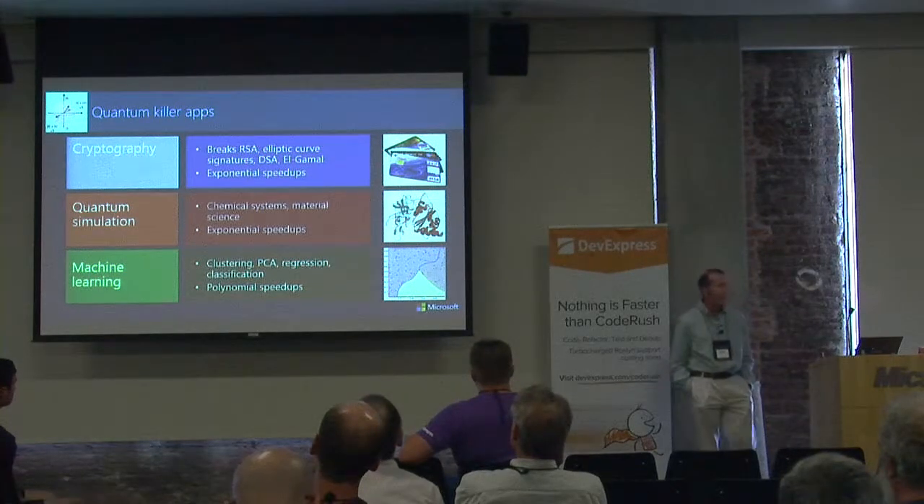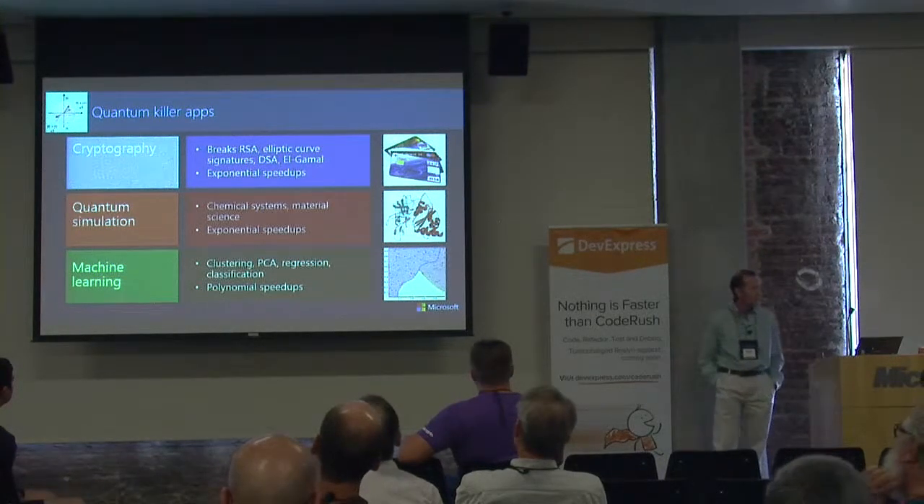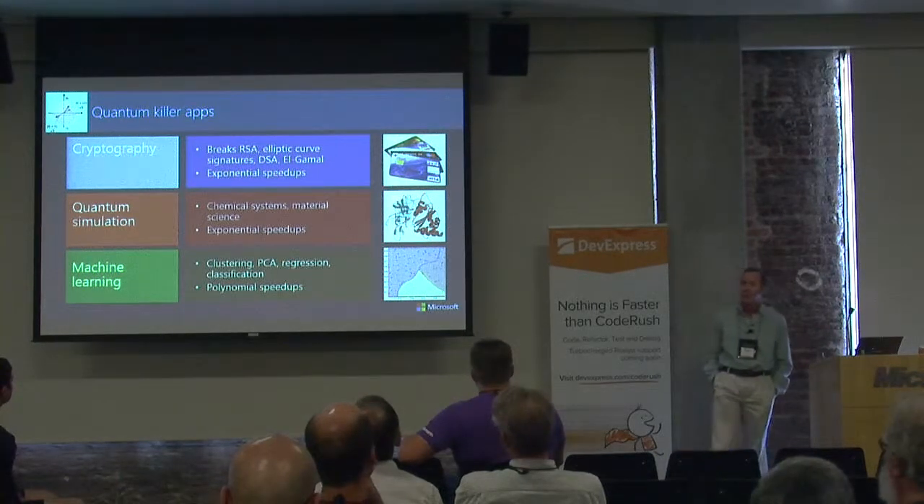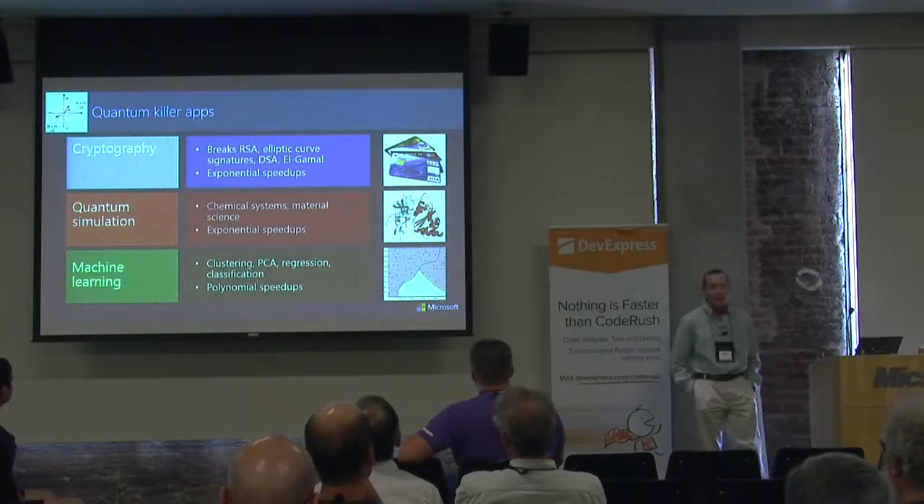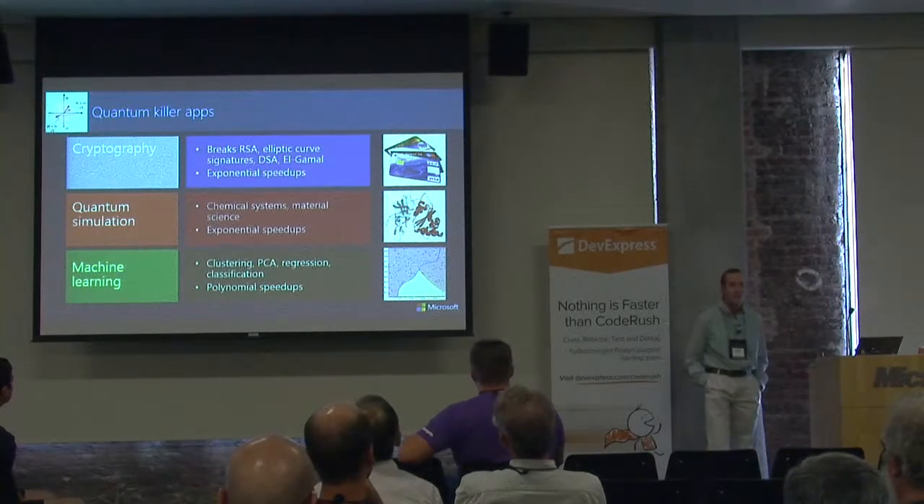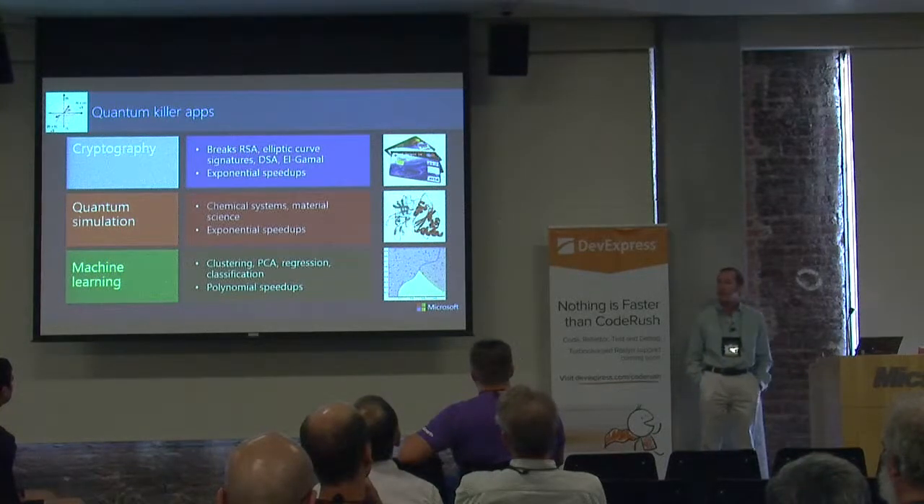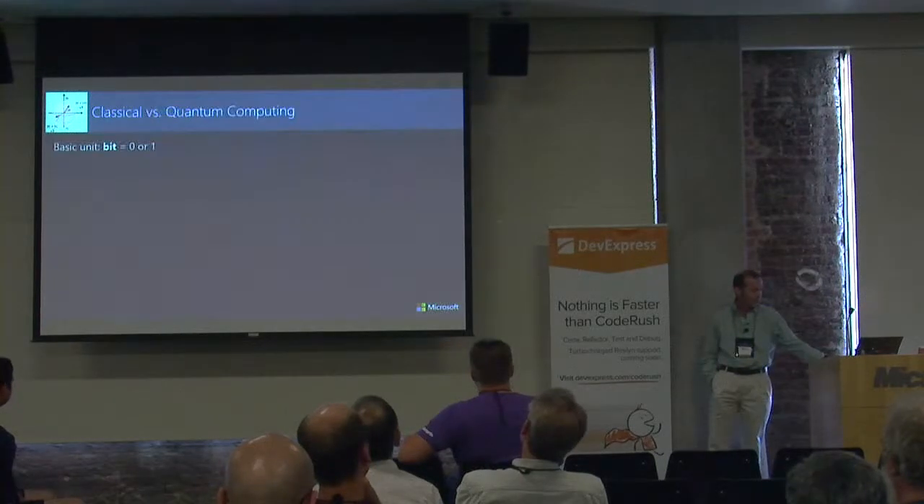And machine learning. Clustering, PCA, regression, classification, there are all sorts of areas. However, you don't get an exponential speedup. You get a polynomial speedup. In many cases, though, that's interesting. Places where we can actually get significant speedups over the equivalent classical techniques are useful. And I'll mention that a little bit in the talk as well.